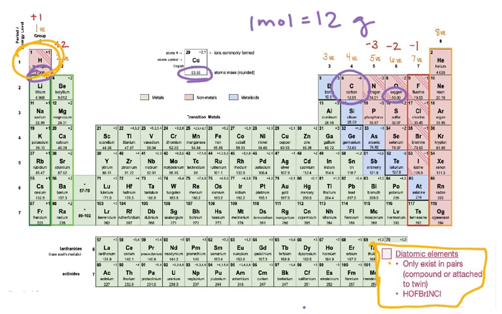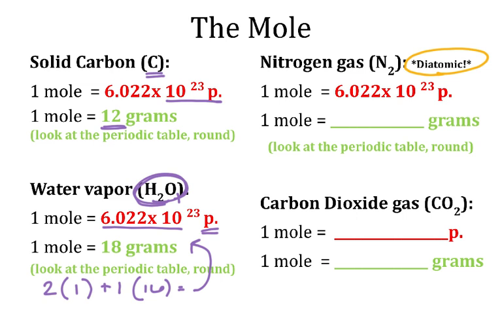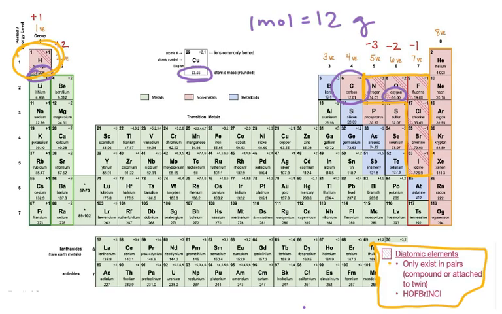So hydrogen is diatomic. Nitrogen, oxygen, fluorine, bromine, and iodine are all diatomic, meaning that if we have something like nitrogen gas, it's always going to exist as 2 nitrogens together. And that's true for all of these. They only exist in pairs, attached to their twin.